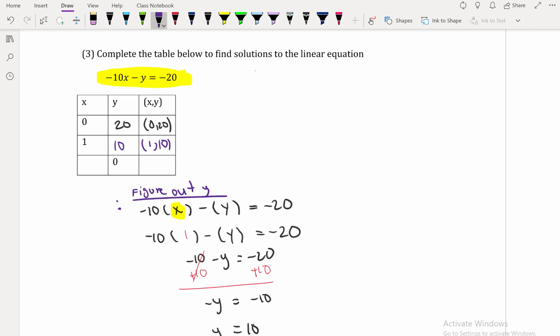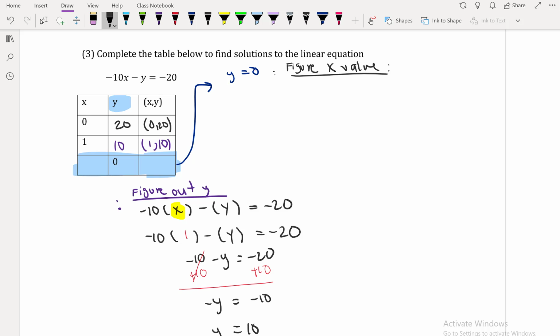And now we can look at my third row over here. So this is saying that y is equal to 0. So I'm looking at this row, and it's telling me that my y value is equal to 0. So I'm going to plug it into my equation. So now I need to figure out my x value. But I still have the same equation, which is a negative 10x minus y is equal to a negative 20.